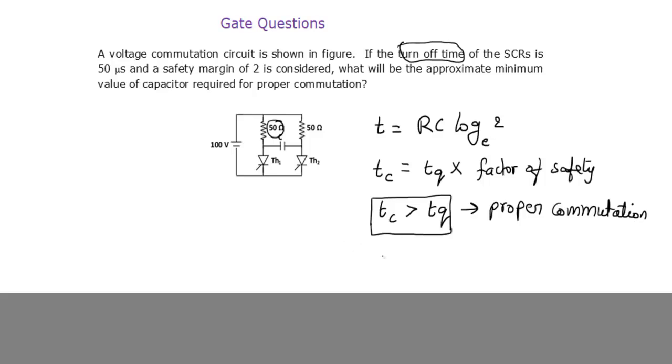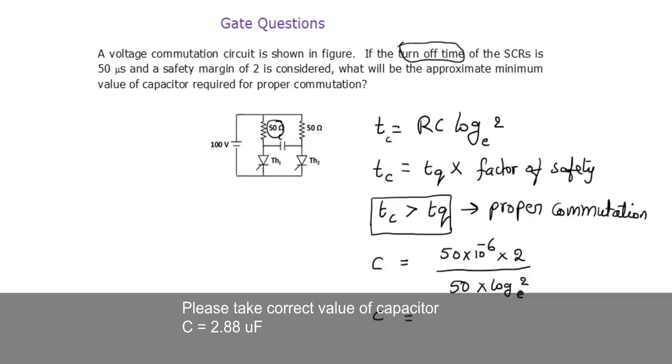Now substitute everything and get the capacitance value. C equal to circuit turn-off time TC, which is the turn-off time given as 50 microsecond multiplied with factor of safety 2, whole divided by R, which is 50, into log 2. Then C will be approximately 28.28 microfarad. So that is the answer for this question.